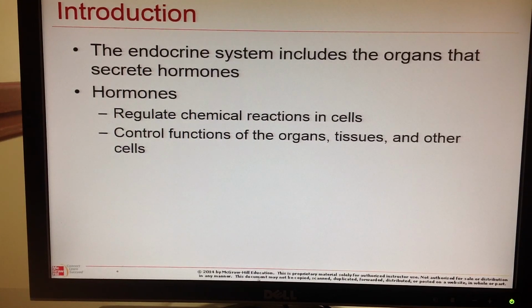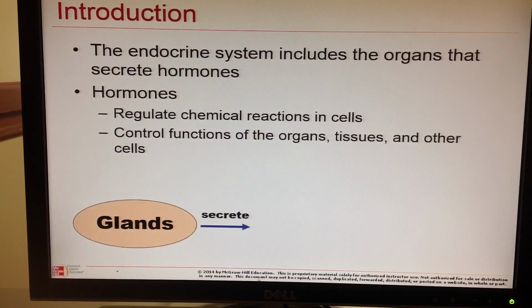The endocrine system has to do with, once again, like I said before, hormones. Hormones are really vital because they control and regulate a lot of activities that cells do. So it controls organs, tissues, and other cells. Hormones don't need permission to come into a cell. It's kind of like a burglar. They can just break in and cause different reactions to occur.